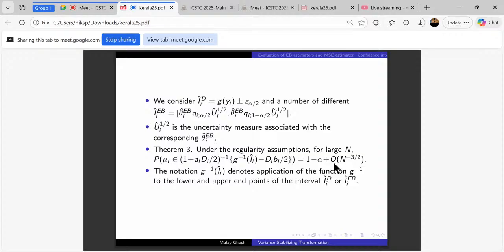Under the regularity conditions for large n, you can show that in our framework. This theorem says the probability that mu_i belongs to that interval is 1 minus alpha plus order n to the power minus 3/2, and n is big. N is the summation of n_i, i from 1 to m. The notation g inverse denotes application of the function g inverse to the lower and upper points, either one, whichever. Next slide, please.